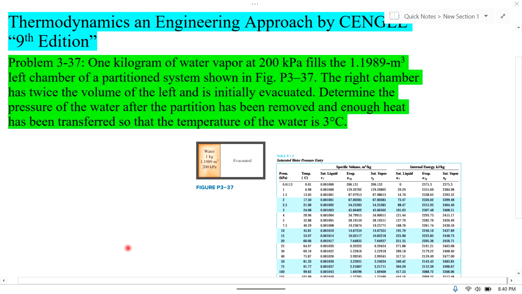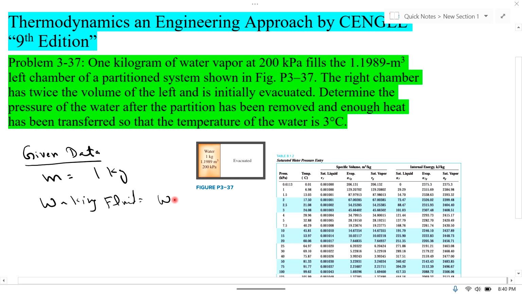So the statement of the problem is 1 kilogram of water vapor. In the given data, mass is given to us as m is equal to 1 kilogram. Water vapor at 200 kilopascal. The working fluid is water vapor at 200 kilopascal. Initial pressure is equal to 200 kilopascal.